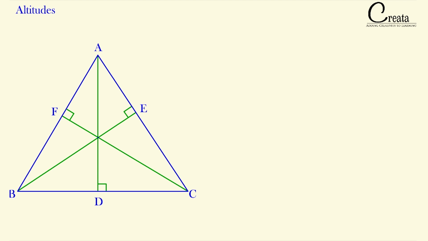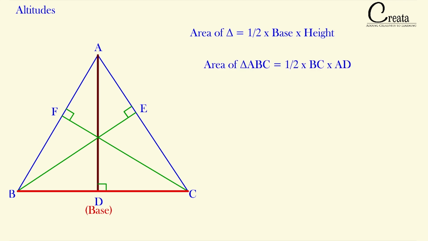For that, we will take the same figure, that is a triangle ABC with the medians as AD, BE and CF. In this concept, we will try to calculate the area of the triangle ABC by taking different bases for this triangle. We know area of a triangle is equal to half into base into height, that is the altitude. If we take BC as the base, can we say AD is the altitude for this triangle? We get area of this triangle as half into BC into AD.